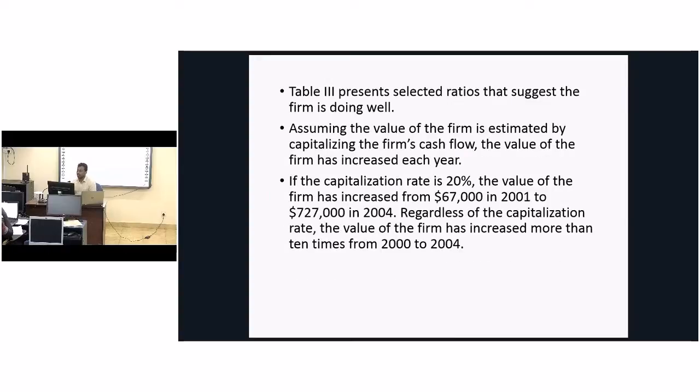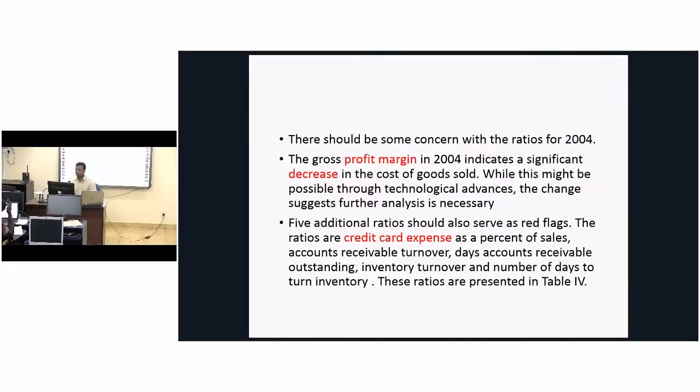Now look, table 3, based on those information ratios. Sorry, those things I discussed already. Based on that, what can you say? There should be some concern with the ratios for 2004. That's our main conclusion. The gross profit margin in 2004 indicates a significant decrease. I told this. In the cost of goods sold, while this might be possible through technological advances, yes, it's true, but we have to think on that twice. That's why they say the change suggests further analysis is necessary, right?